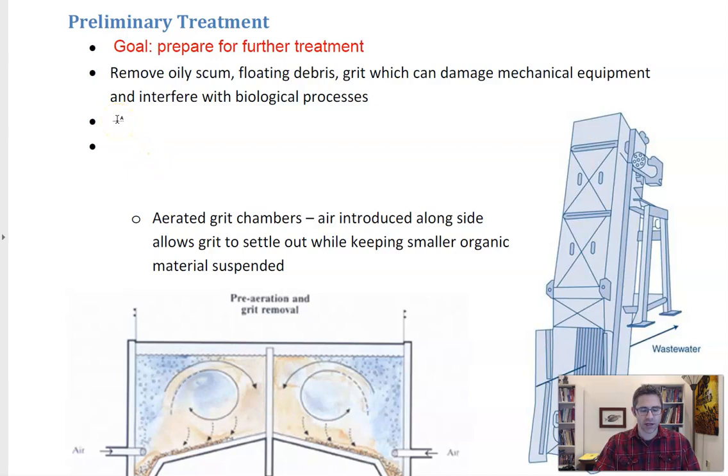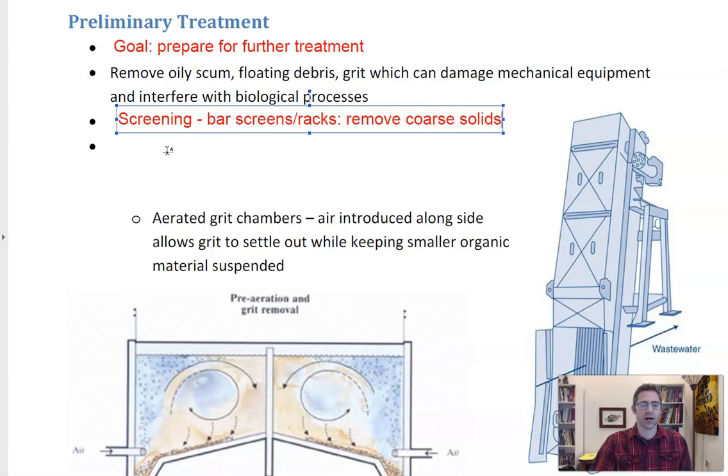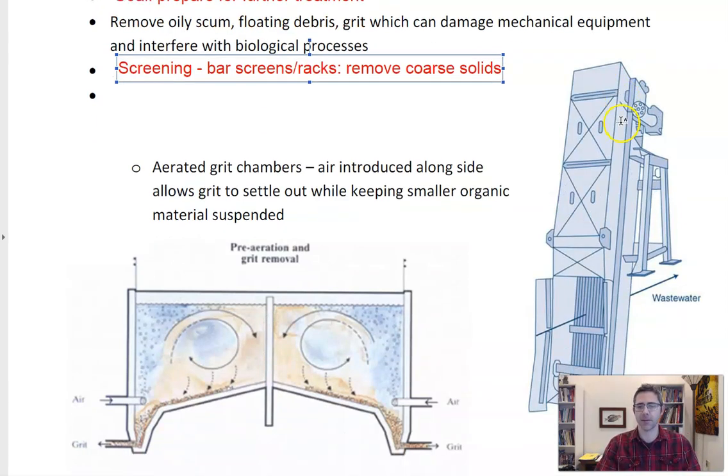So there's usually three components. The first one is what we call screening, and this is achieved using typically bar screens or bar racks. And the purpose of this is to remove coarse solids. So this is things like sticks and tires and things like that. Rags and floatables is a euphemism for some of the things that can be in there.